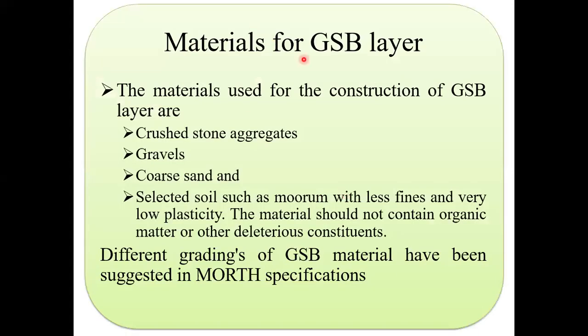Next, what are the materials required for GSB? One is crushed stone aggregates. You have seen these aggregates in our laboratory. We have tested different types of aggregates. In the abrasion test you use bigger size aggregates, 53 passing and 40 retained. Usually that material is preferred for the construction of the GSB layer. Then some amount of gravel is required, and coarse sand. Nowadays M sand is used as coarse sand.